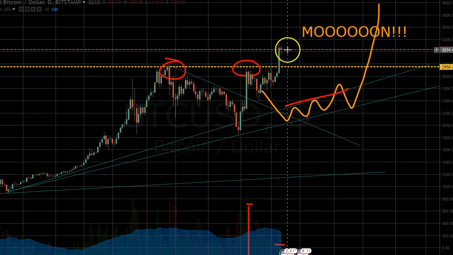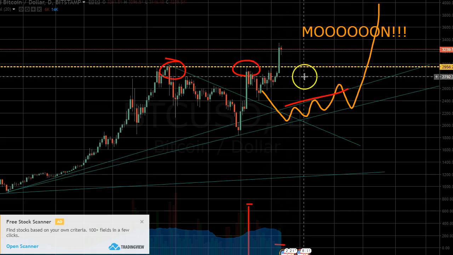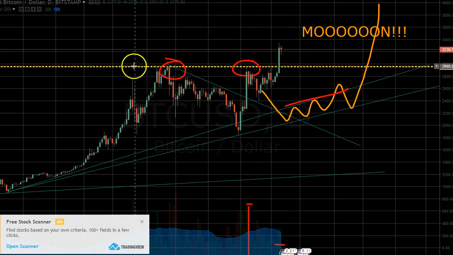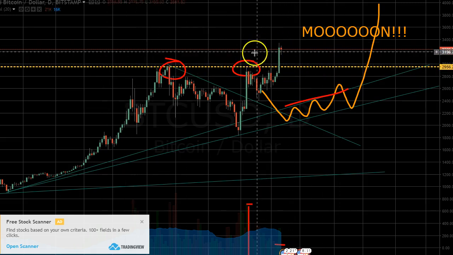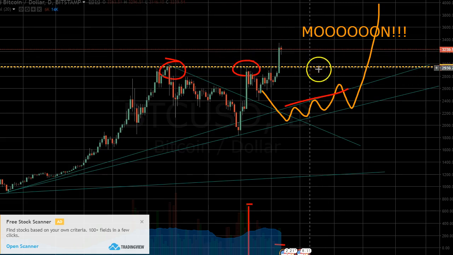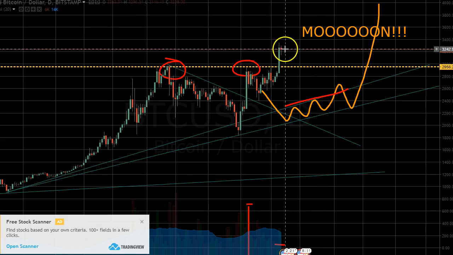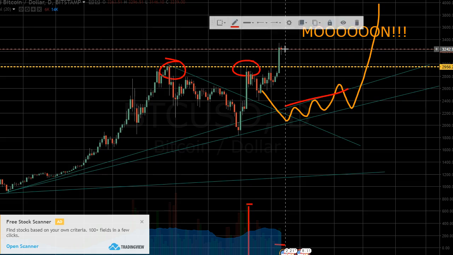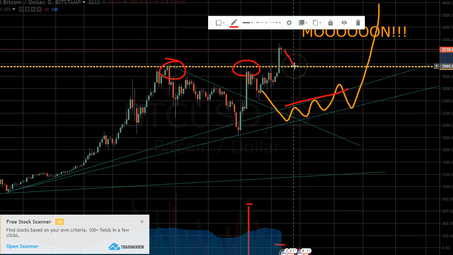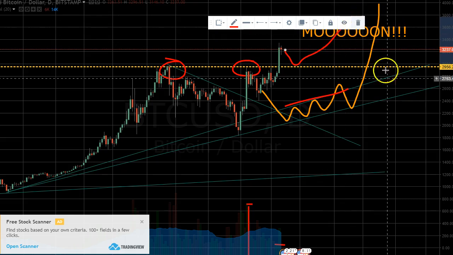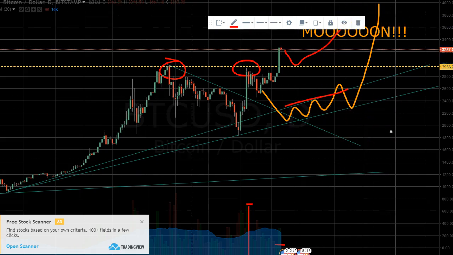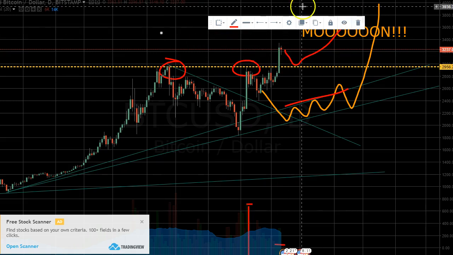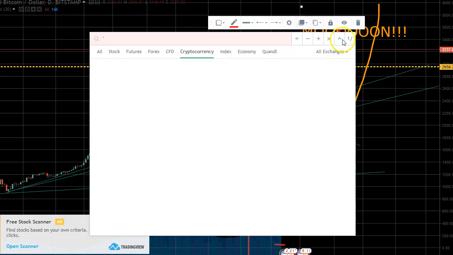Now here's the thing, once you pass a resistance line, it becomes support normally. So what we may have the next few days is a bounce down and then a move back up toward the moon. So let's see if that's actually what's going to occur.